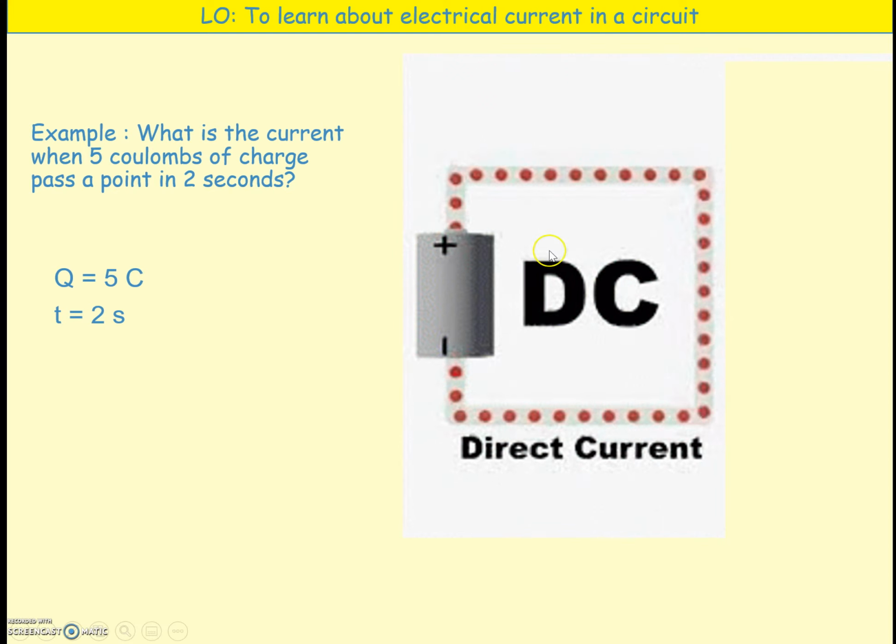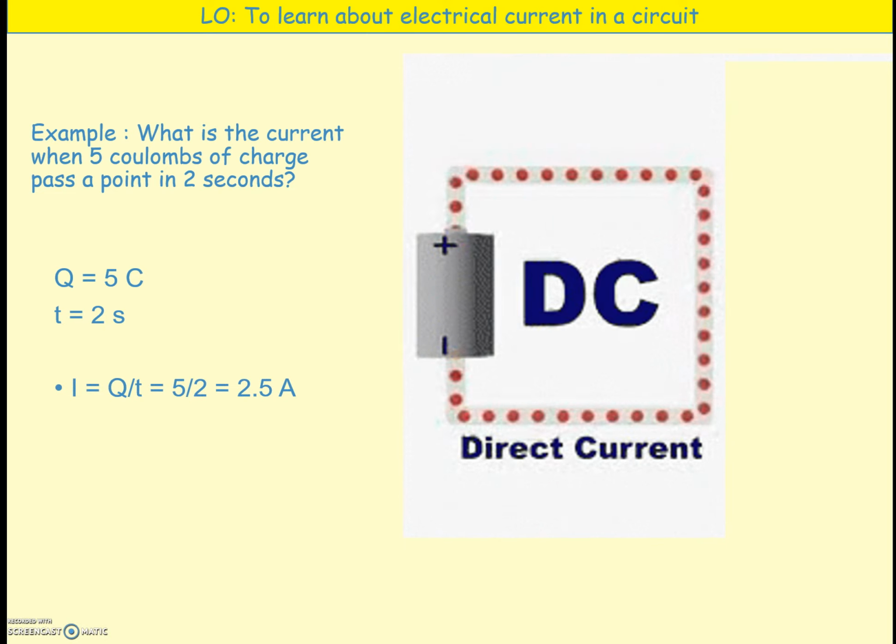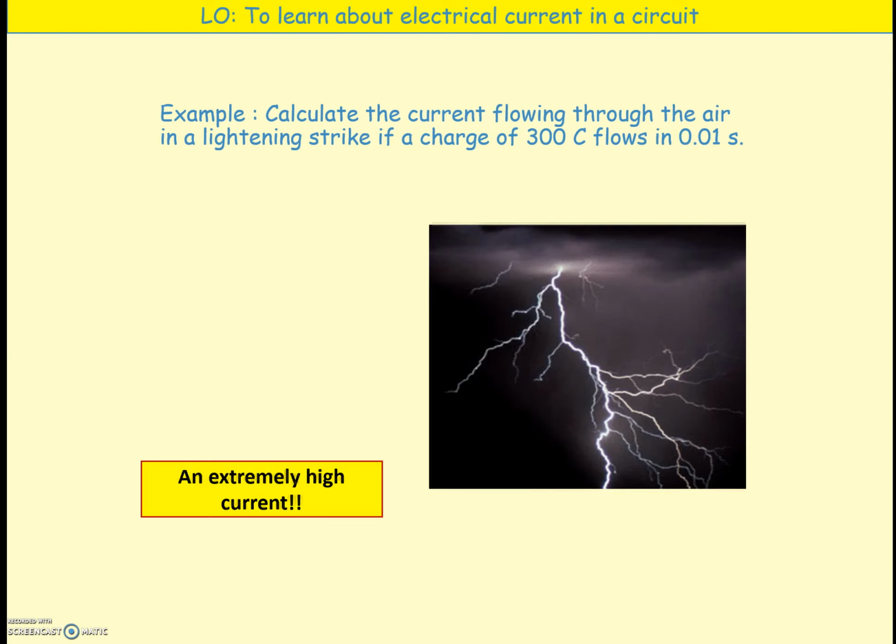Q would be 5 C. Time would be 2 seconds. Put that into our equation. I equals Q divided by T. That would be 5 divided by 2, which would be equal to 2.5. We always write our formula, then we write our working out, and then we write our answer in order to get full marks. And we always write our units.